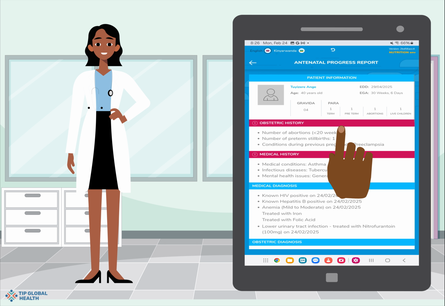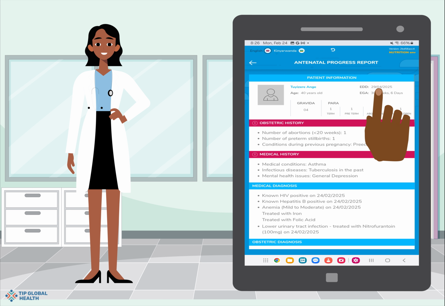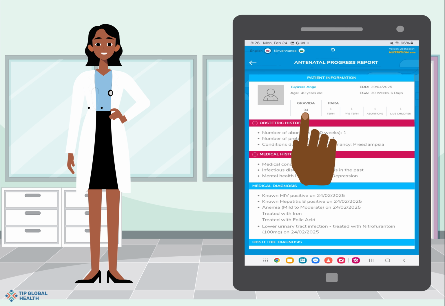The top banner shows us the patient's name, age, her estimated date of delivery, and her estimated gestational age. It also includes a pregnancy history overview, her gravida and para. Para gives us a quick snapshot of what happened in her previous pregnancies.